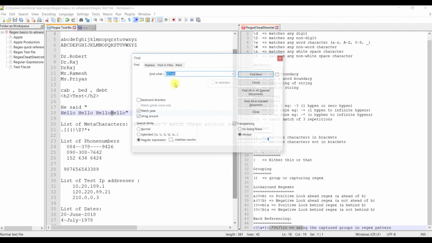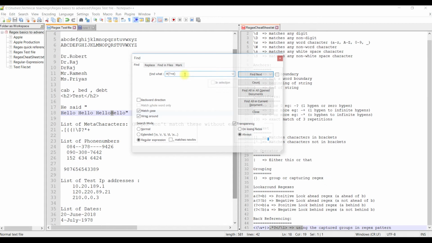So very simple, right? H, then the round bracket, question mark, equal sign, and the character which you want it to be followed by. So H is followed by E, or we can say in other words, H ahead of E. We are able to catch 5 such H's.